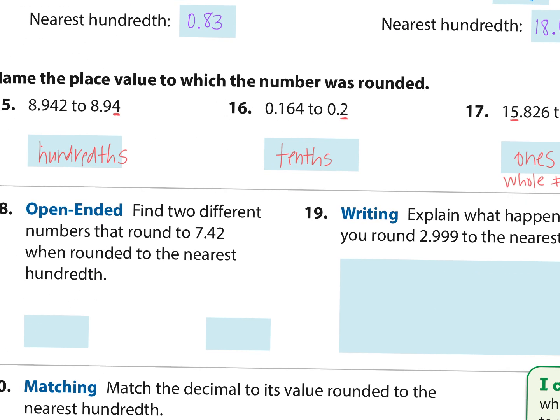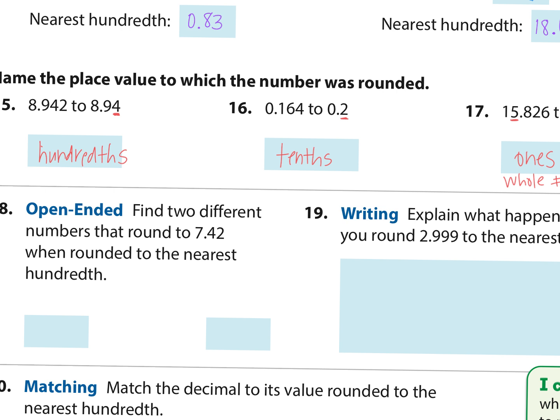Okay. Number 18 says, find 2 different numbers that round to 7 and 42 hundredths when you round to the nearest hundredth. That means I have to have a digit in the thousandths place, because I got to use a thousandths digit as my judge. So what number could the judge be for my answer to end up being 7.42?